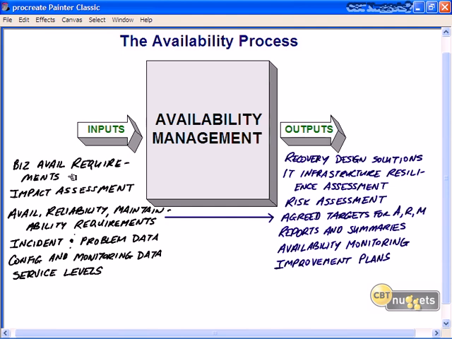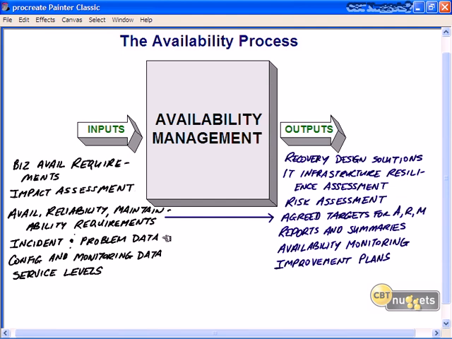To use the examples earlier, do we need availability for providing network services like an ISP? Do we have to provide reliability and availability for firewall devices or VPN devices, edge routing devices, those types of things? We also want to do an impact assessment. What is the impact on the organization if these availability solutions are not in place? The requirements for availability, the requirements for reliability and maintainability, and the costs of providing these services.